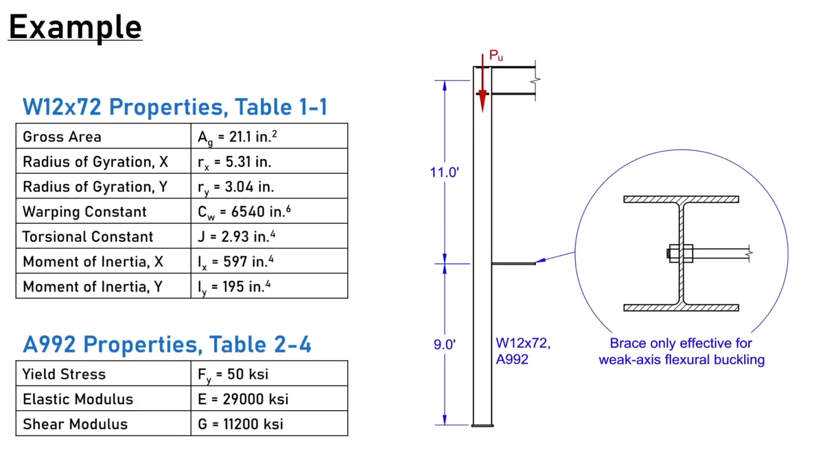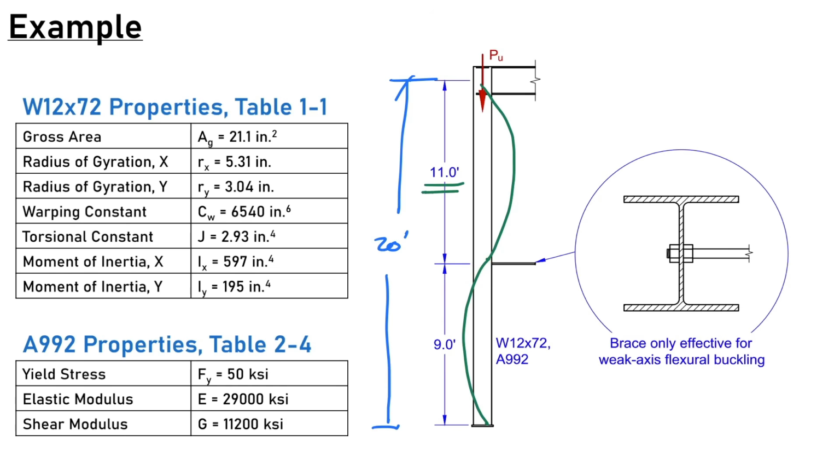So for this particular example, I have a W12x72 column. The total height of this column is going to be 20 feet, but there is a brace just below mid-height, and this brace is just a simple bar that's going through the center of my web. Now, this style of bracing is only going to be effective for the weak axis flexural buckling. So when this section buckles in its weak axis, it's going to take a shape like this, where there's zero displacement here at the location of the brace, and therefore our unbraced length is going to be the longer of these two sides, which is 11 feet.